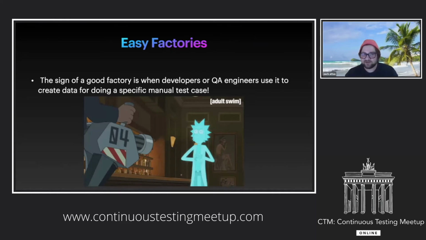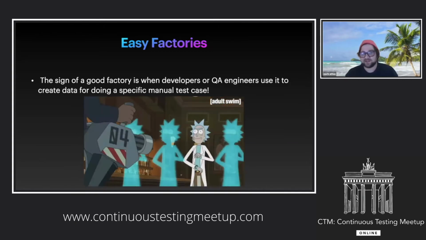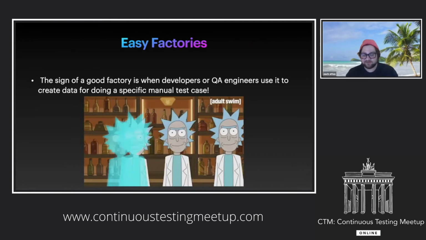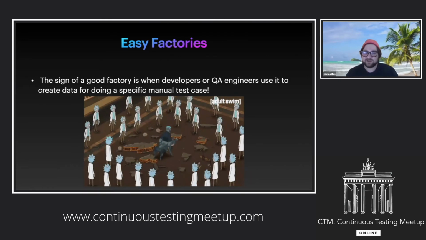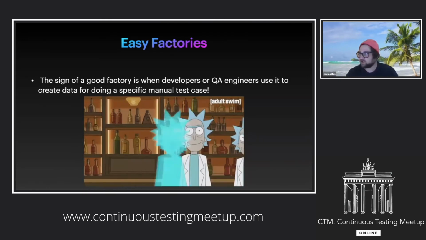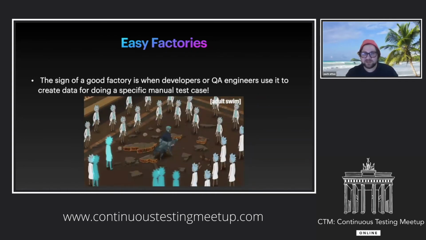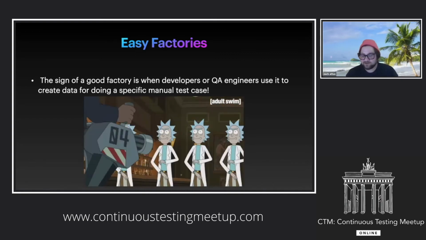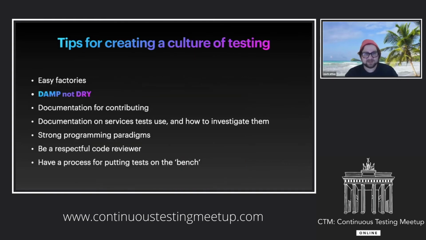A sign of a good factory is when developers or QA engineers use it to create data for doing specific manual test cases. I think that is a quality factory. With the factories that we have at Review Trackers, there was a time when we needed more than 100,000 reviews to test a specific chart. And we used the factory to create all those reviews in less than 5 minutes. And we were able to do that test case really quickly. So you gotta aspire to that. That's the pinnacle.